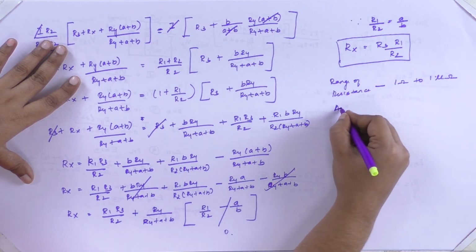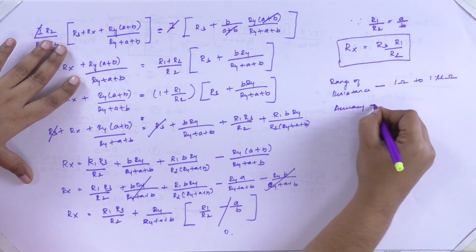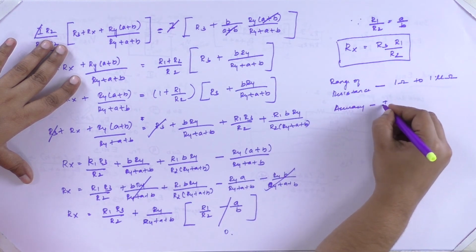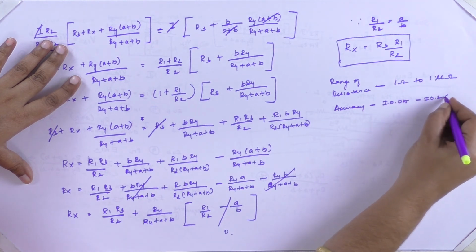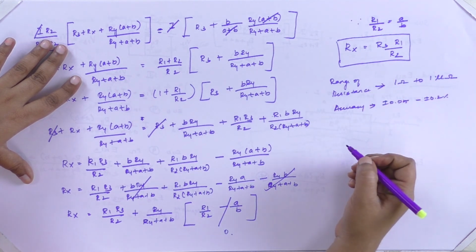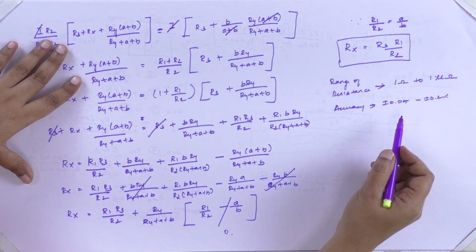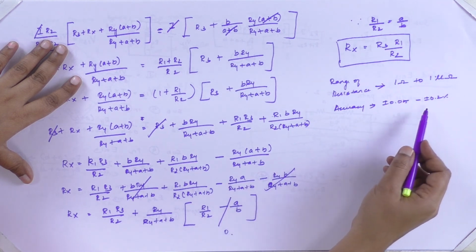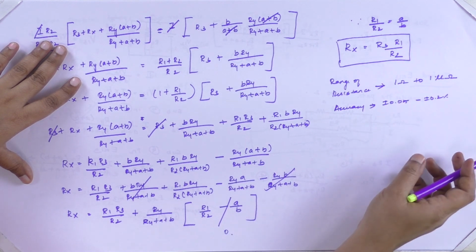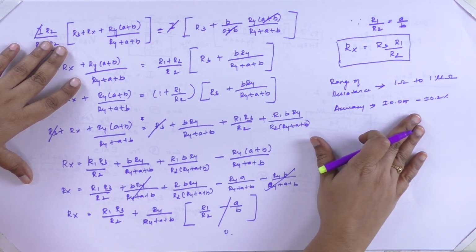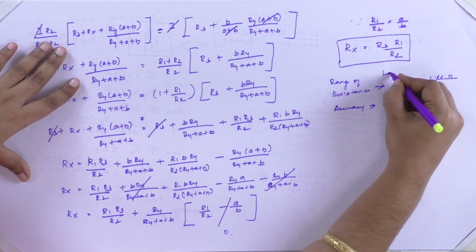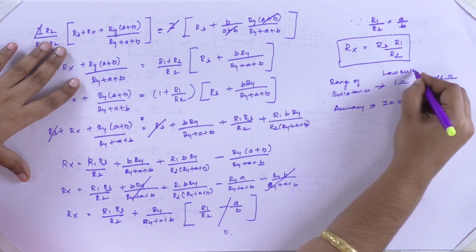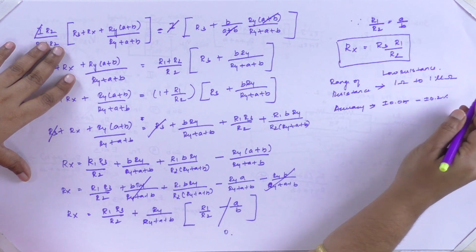The accuracy of the Kelvin double bridge is from plus or minus 0.5 to plus or minus 0.2%. So the Kelvin bridge is used for measurement of low resistances, that is from 1 ohm to 1 micro ohm.